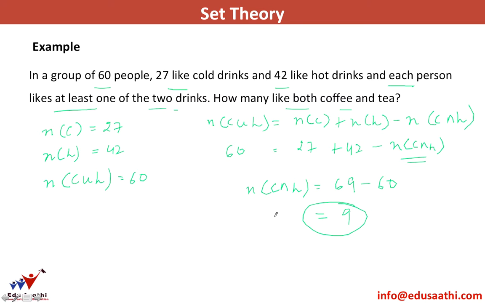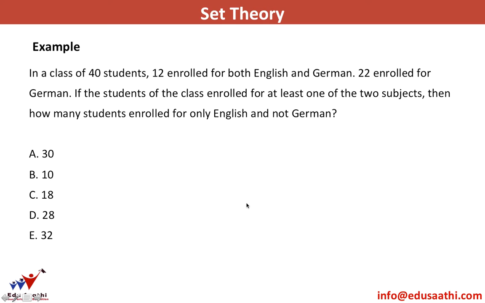If I go by the reverse, so now n of C union H is equal to n of C plus n of H minus n of C intersection H. So this is 42 plus 27 minus 9, and this is 60. I hope you are clear with this. Let's move on to the next slide, and we have another question here.